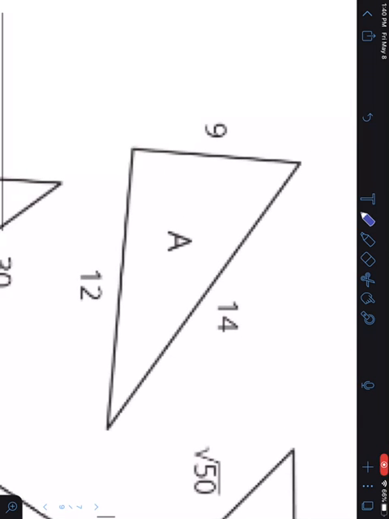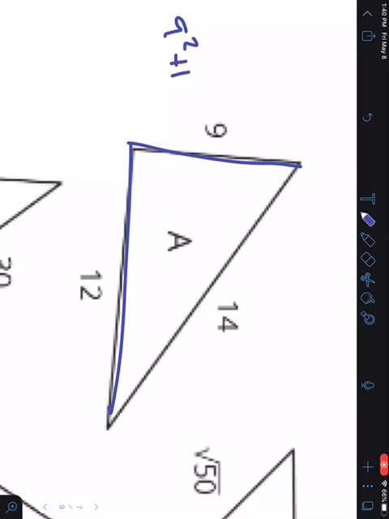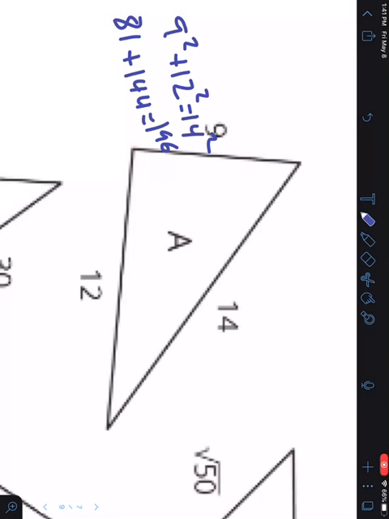We've got 9, 12, and 14. So the 2 legs are 9 and 12. So we'll do 9 squared plus 12 squared equals 14 squared. Well, 9 squared is 81, 12 squared is 144, and 14 squared is 196. Now, if we add 81 to 144, are we going to get 196? No, we're going to get 225, and that is not equal to 196. So, oh, this is going to be fun.